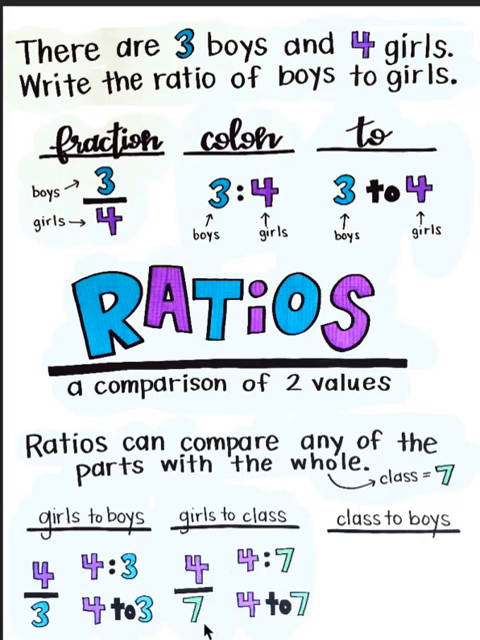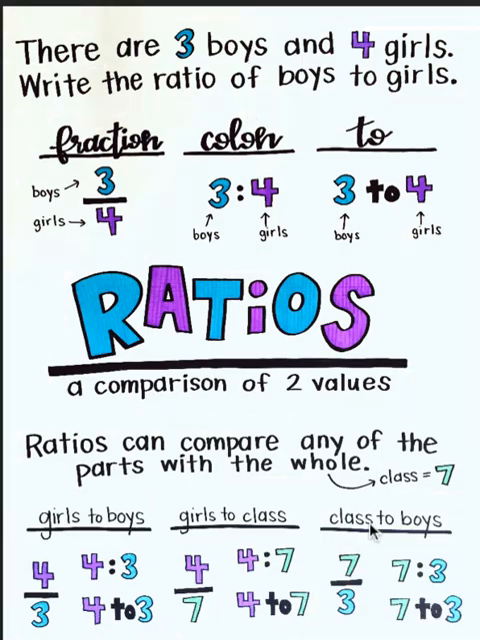And lastly, we're looking at class to boys. And so in this case, I'm looking at class first. So 7 would come first compared to the amount of boys in the class. And the amount of boys is 3, which is exactly why I end up with 7 to 3. And there we have it.